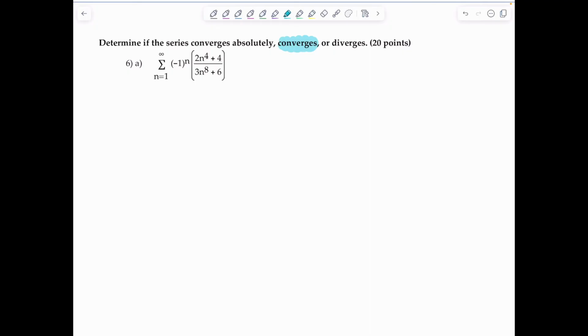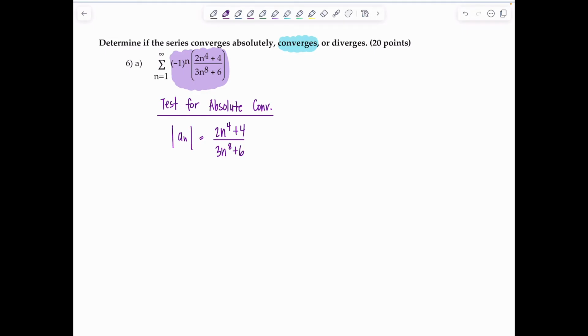So here we go. What I'm going to do is take the absolute value of the terms. So we're going to test for absolute convergence first. It's the strongest kind of convergence. So if it passes, then we're done, which is nice. So absolute value of a_n, if I take the absolute value of these terms, all that happens is this little negative 1 to the n would become positive 1 to the n, which is just 1. So then it goes bye-bye. Bye-bye. So I'm just going to write (2n^4 + 4)/(3n^8 + 6).